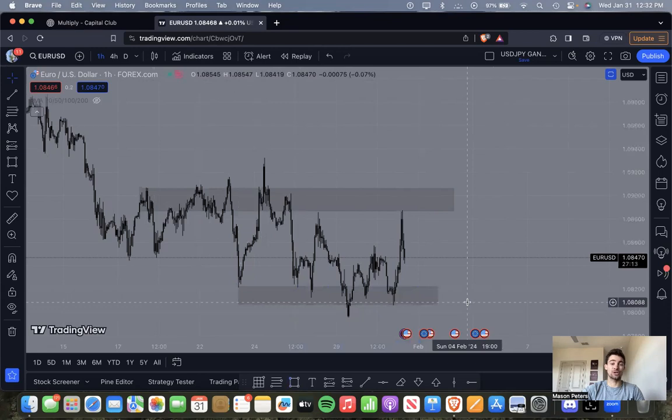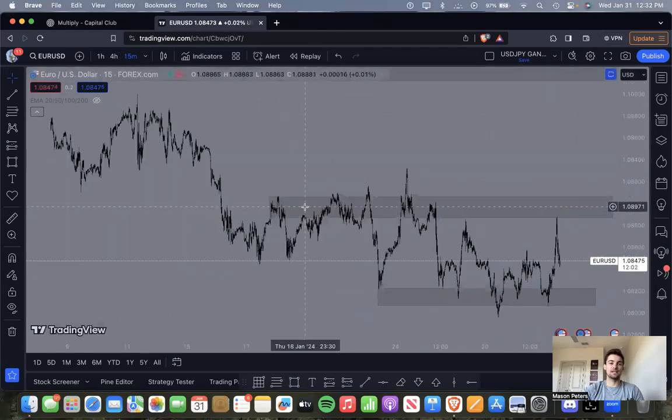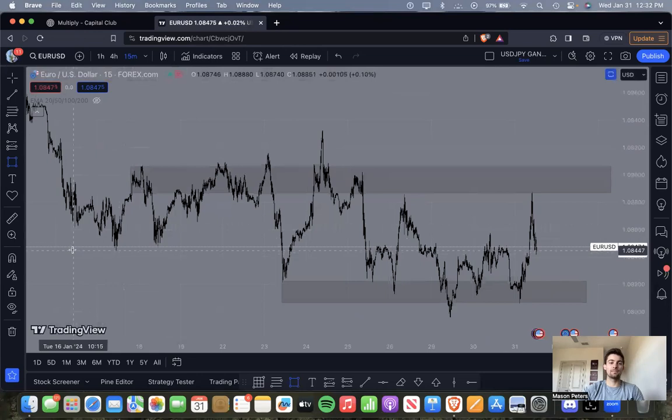$1.08, $1.08. People are buying euro at $1.08. Notice how there's a supply and demand zone on every single time frame. Every single time frame, there is a supply and demand zone, and that is what we start trading from. People are demanding euro right here at $1.0850.